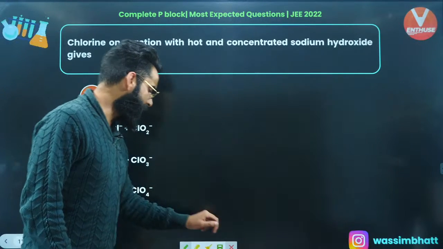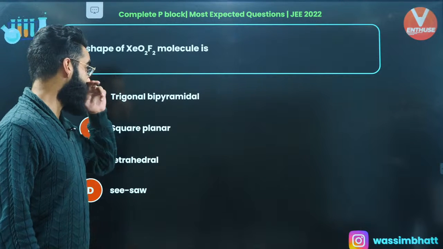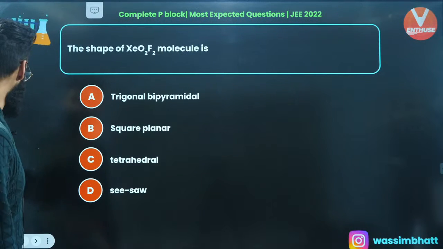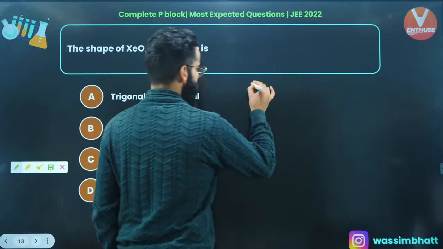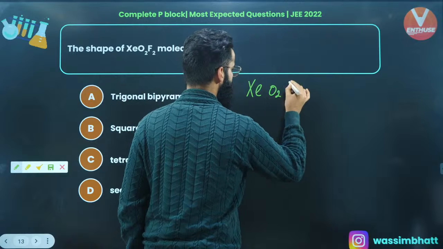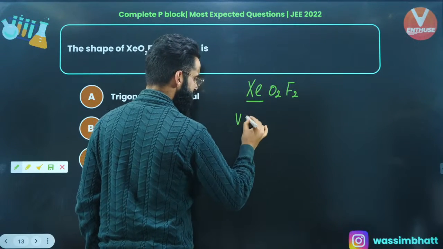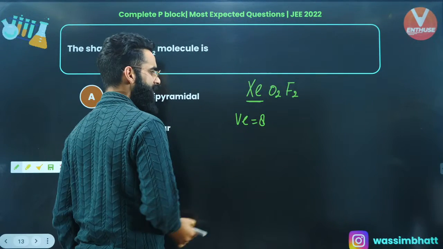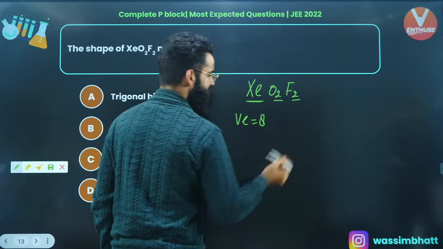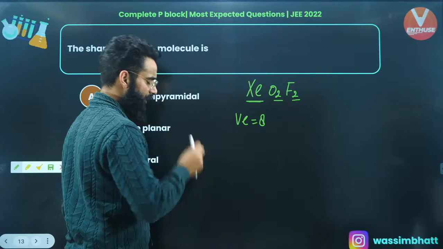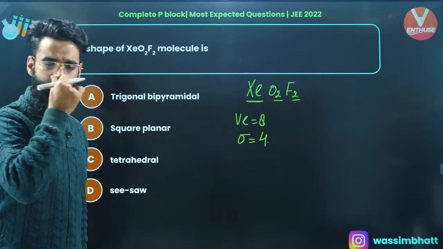Perfect. So let me quickly move on to one more question, my dear people. All right. The shape of XeO2F2 molecule. What is going to be the shape of XeO2F2? See guys how to make its shape. This one is simple, right? First thing, how many valence electrons does this xenon have? Xenon has 8 valence electrons, as you all must be familiar with, right? How many terminal atoms are attached with xenon? 2 and 2. There are 4 terminal atoms attached with xenon. Do remember, the number of terminal atoms always gives you the number of sigma bonds. So there are basically 4 sigma bonds, right?